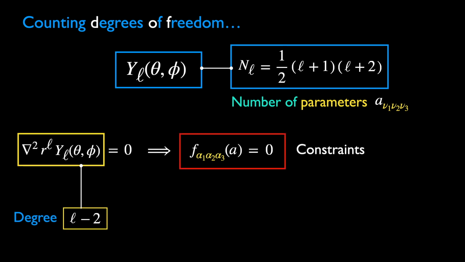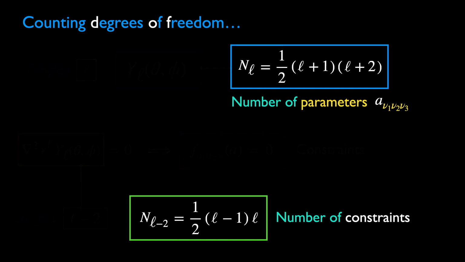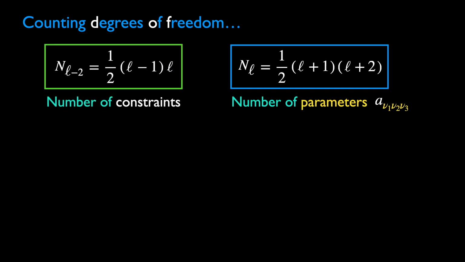Now we count the number of constraint equations in the red box. This is the number of distinct coefficients f in a homogeneous polynomial of degree L-2. But we already have the solution above for the case of general degree L. Therefore, the number of degrees of freedom in the function Y_L, after satisfying the Laplace equation, is just the number of parameters minus the number of constraints.